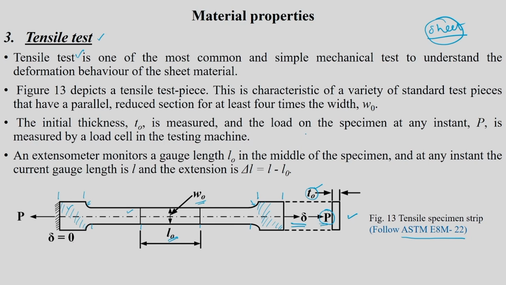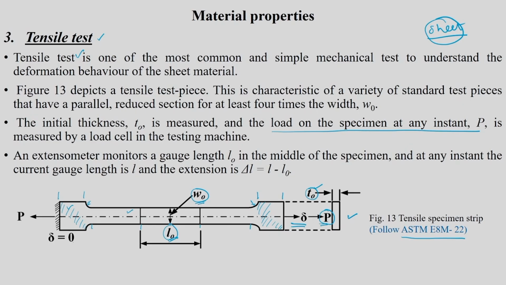Okay. So, now what do you do? Your W0 is known to you because you are going to cut this. L0 is known to you, you are going to take this reference, and T0 depends on the material thickness. You hold it on one side and pull it on the other side and you calculate load, and that is given by the machine itself. Okay. And the load on the specimen at any instant, that is P, is measured by the load cell in the testing machine. So, the UTM has a load cell that is going to give you load at each and every displacement.